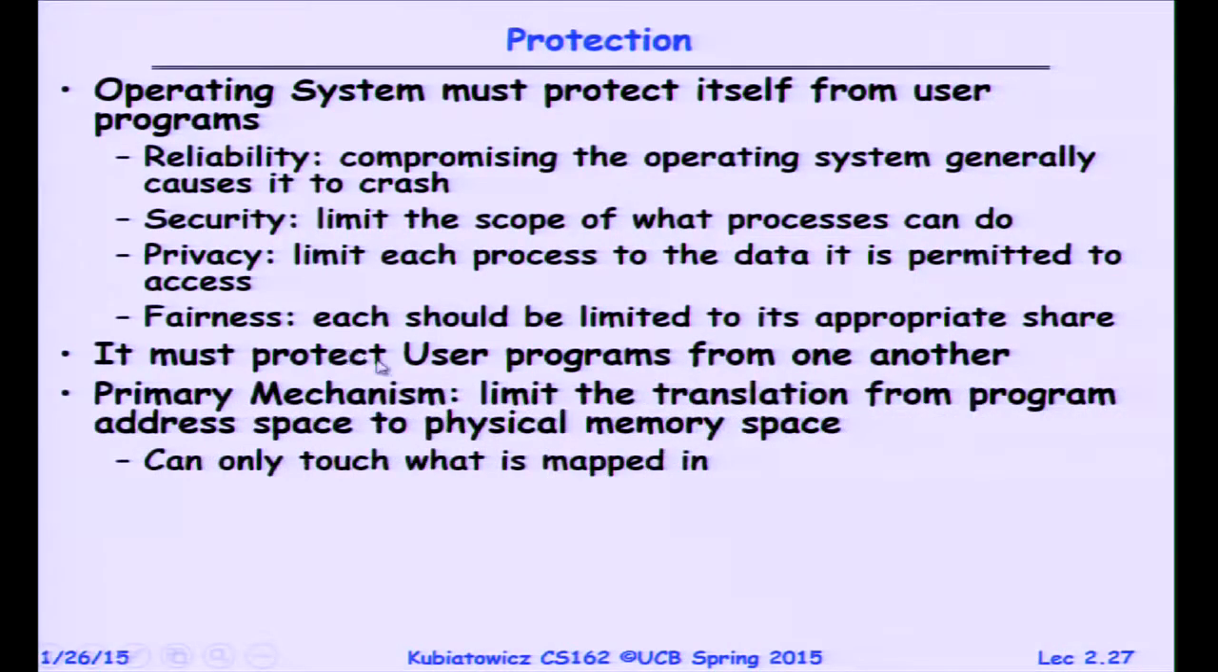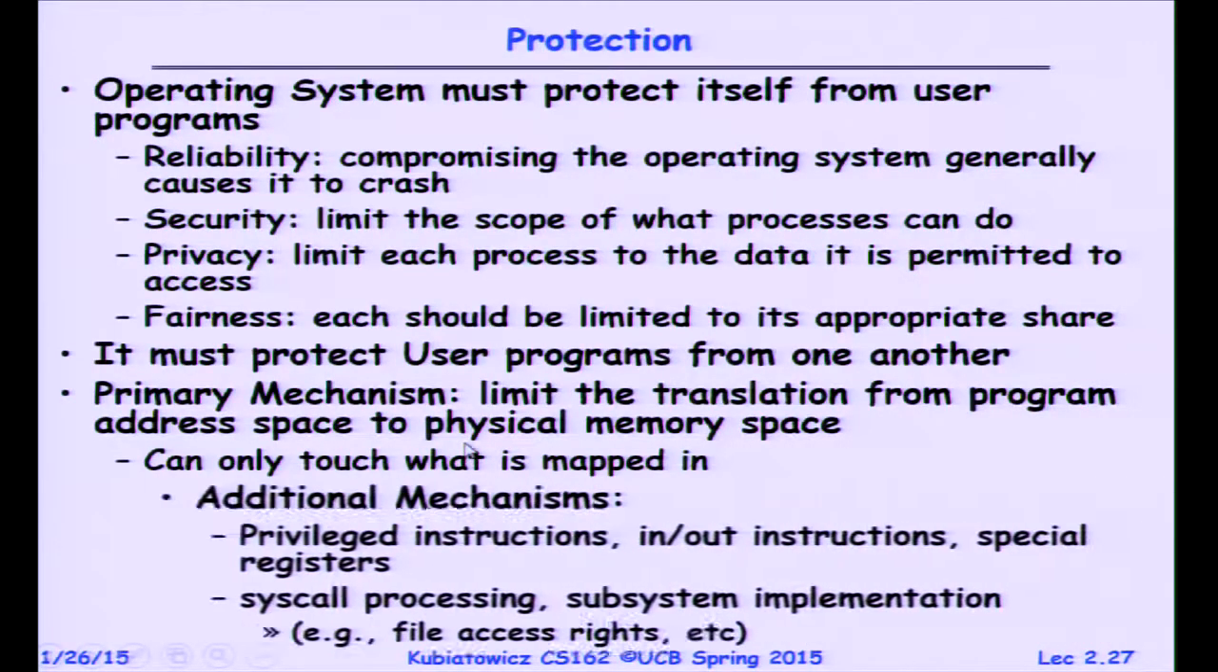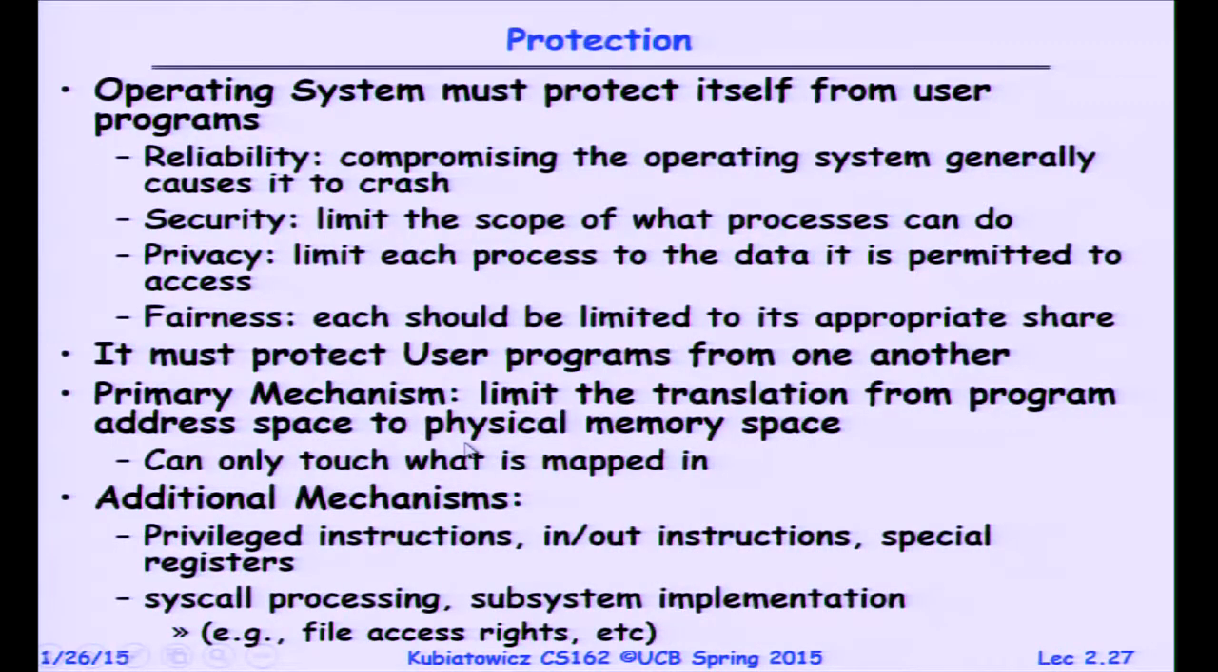And the primary mechanism that we're going to talk about after we take a little bit of a break here is limiting translation from program address space to physical memory from one process to another so that the two of them don't overlap. Okay. And we have a bunch of other mechanisms that are going to be interesting, like privileged instructions, I/O instructions, special registers, and so on, that will help us protect overall.